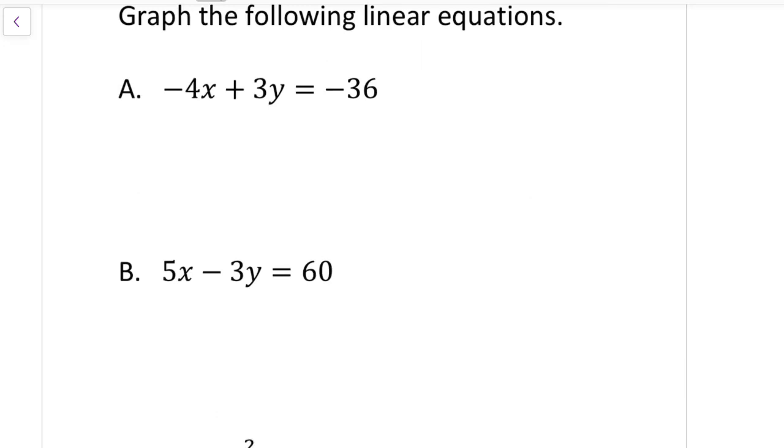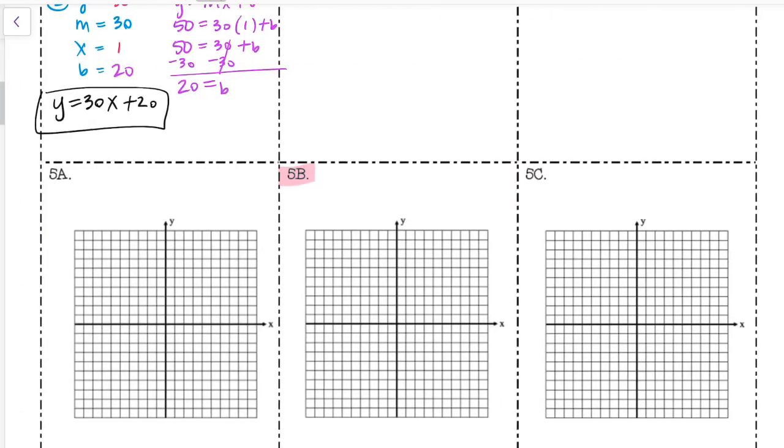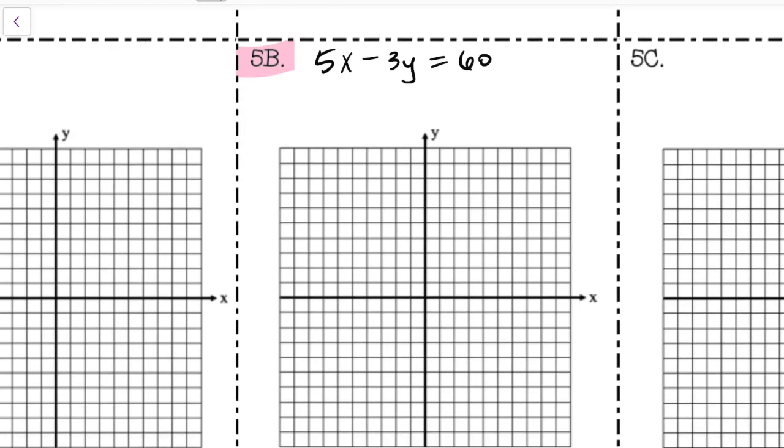So we are doing 5b together, which is 5x minus 3y equals 60. So let's go ahead and write that in. Now it is in standard form, so let's use our cover-up method. So our cover-up method says, okay, if you want to find your x-intercept, you're going to cover up your y term. So we get the equation 5x equals 60.